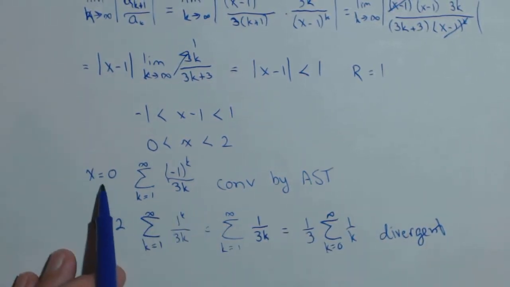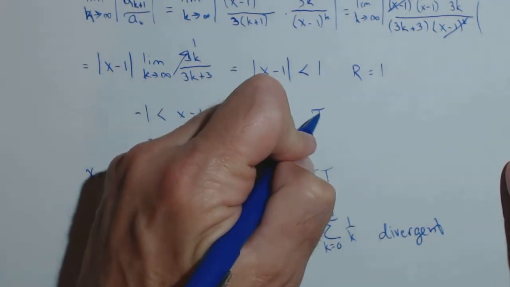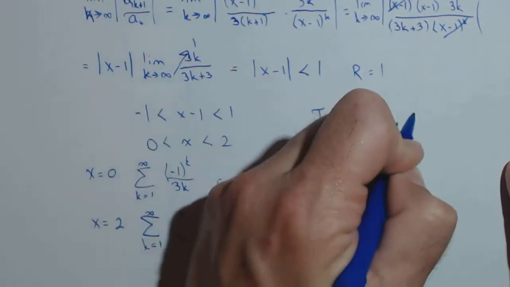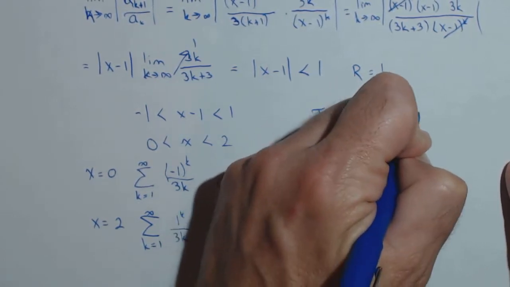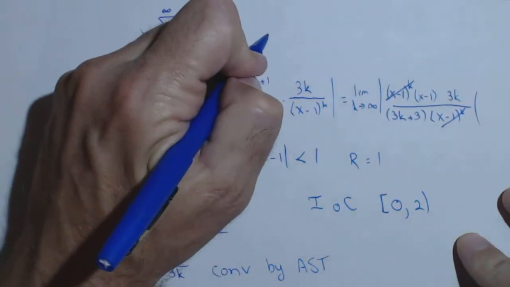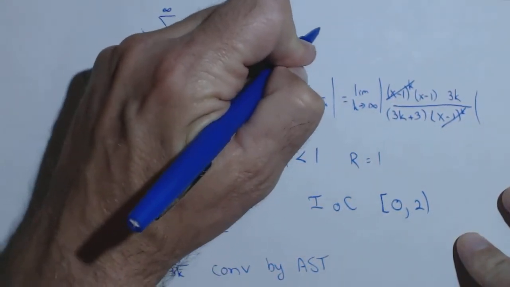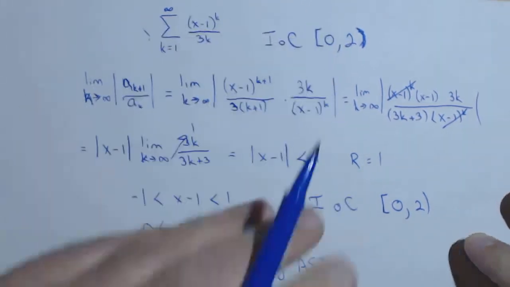So that means we do want to include 0 in our interval, but do not include 2. So our interval of convergence is going to be 0 to 2 for this particular series. Let's put this up here. It's 0 to 2, including 0 and not including 2.